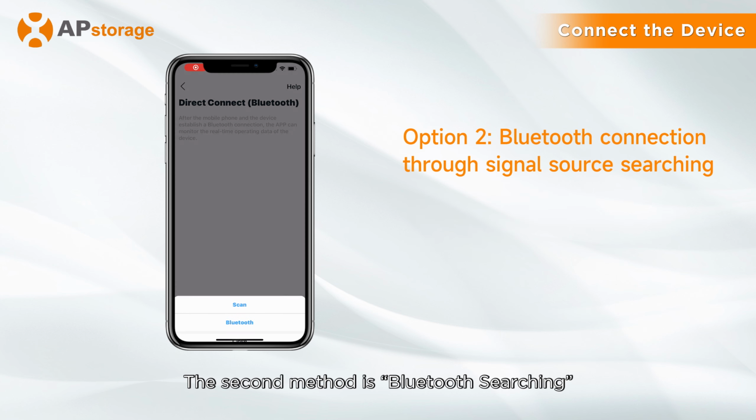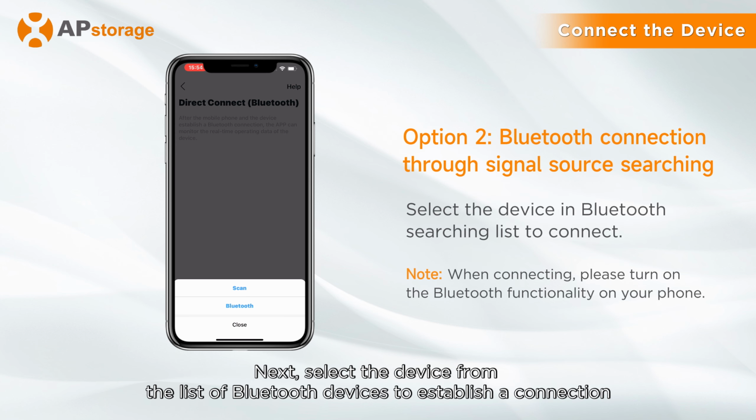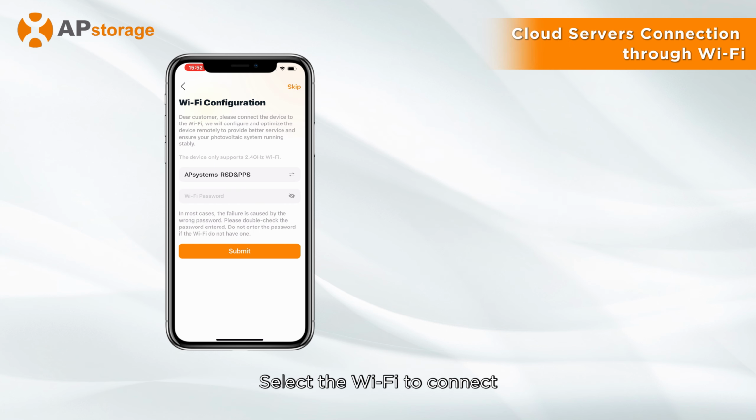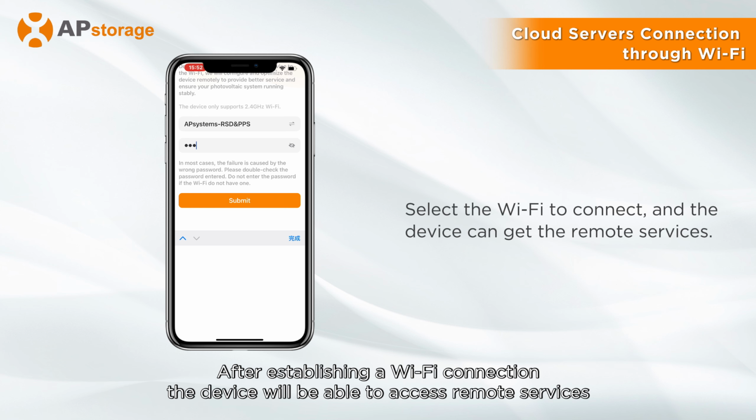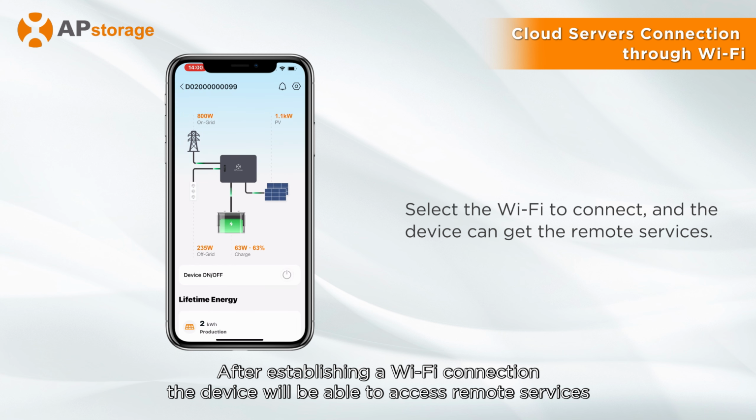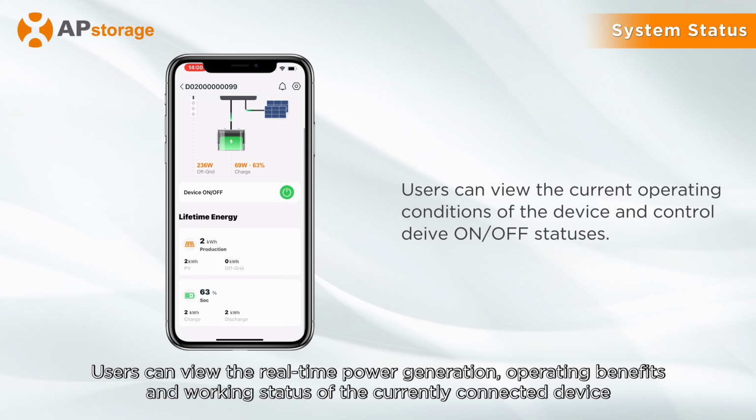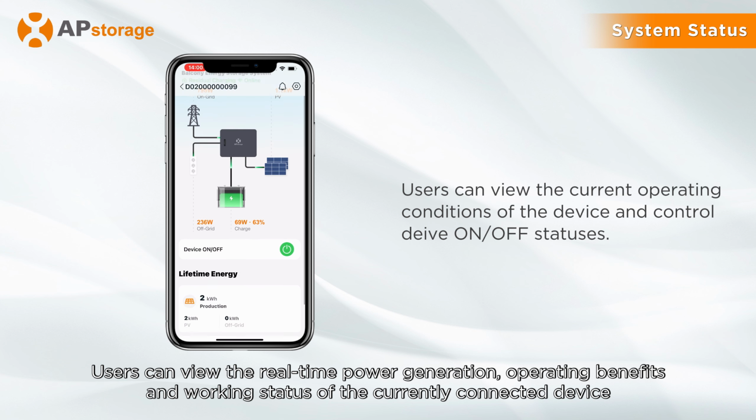The second method is Bluetooth searching. Next, select the device from the list of Bluetooth devices to establish a connection. Select the Wi-Fi to connect. After establishing a Wi-Fi connection, the device will be able to access remote services. Users can view the real-time power generation, operating benefits, and working status of the currently connected device.